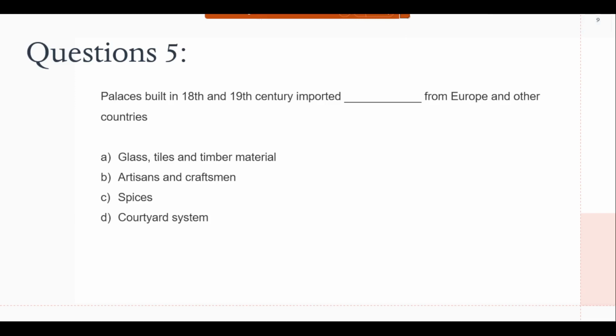Coming to question number 5: palaces built in the 18th and 19th century imported dash from Europe and other countries. Which of the following is the answer? Glass, tiles and timber material, artisans and craftsmen, spices, or courtyard system? Glass, tiles and timber material. Okay.